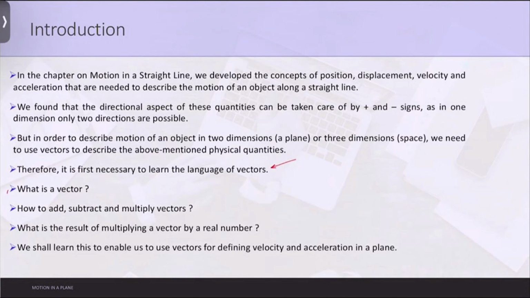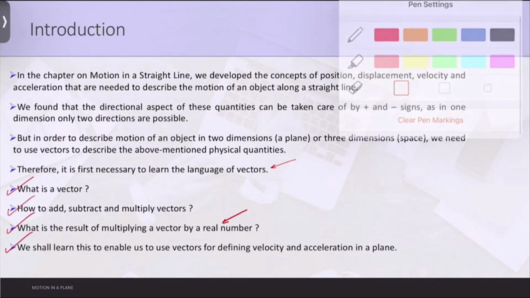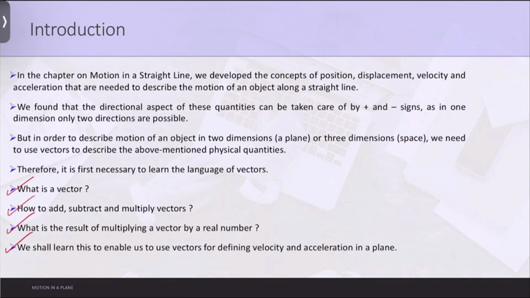So what is a vector basically? We will understand all these concepts in the subsequent slides. How to add, subtract, and multiply vectors. What is the result of multiplying a vector by a real number? So you know what is a real number. Any number, which consists of all the whole numbers, rational numbers, irrational numbers, etc. The combination of all the rational and irrational numbers are basically real numbers. We shall learn this to enable us to use vectors for defining velocity and acceleration in a plane. After we have understood the complete concepts of vectors, we will go forward and then understand the motion in a plane.